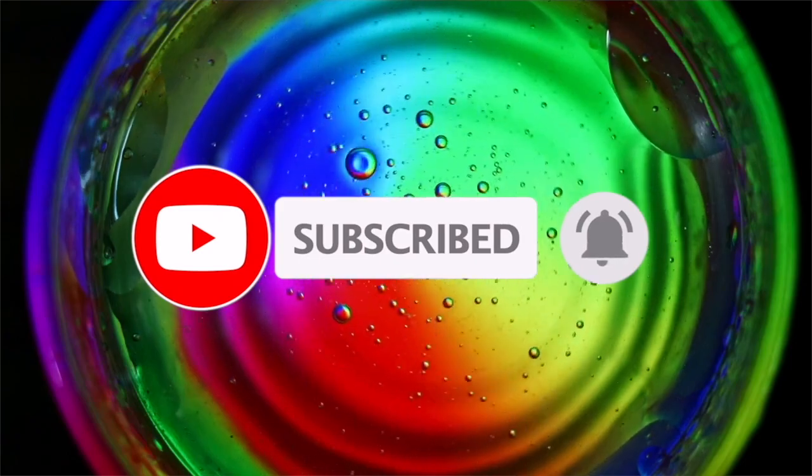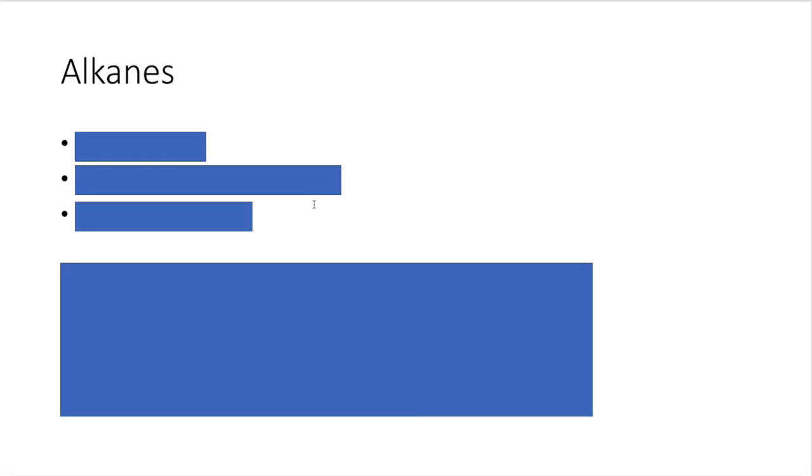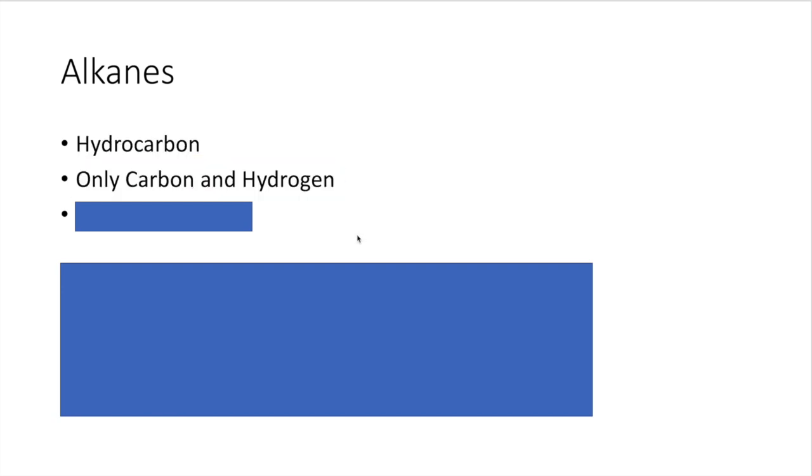The topic in this video will be Alkanes. Alkanes are molecules that only contain hydrogen and carbon. That's why it's called a hydrocarbon. And the special thing about it is that it only has single covalent bonds all around it.